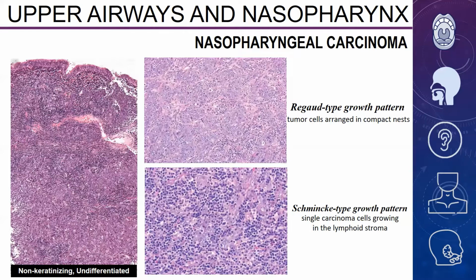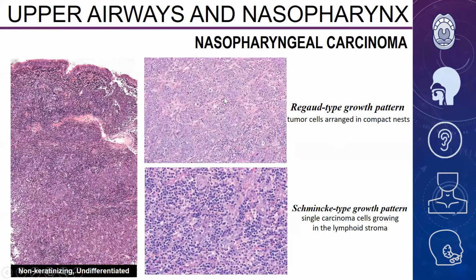The undifferentiated variant is composed of large epithelial cells, seen here with oval or round vesicular nuclei, prominent nucleoli, and indistinct cell borders. So there are two patterns seen in undifferentiated nasopharyngeal carcinoma. And sometimes these patterns are seen in combination.